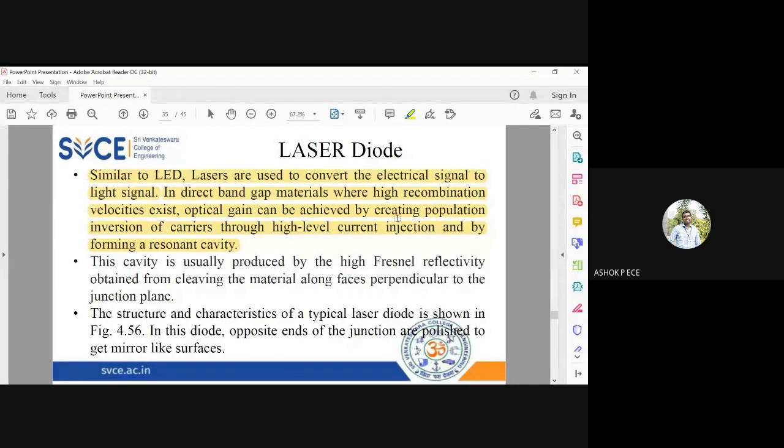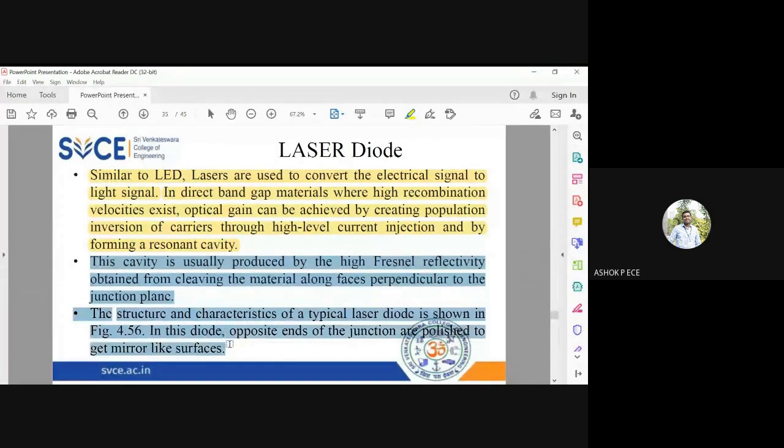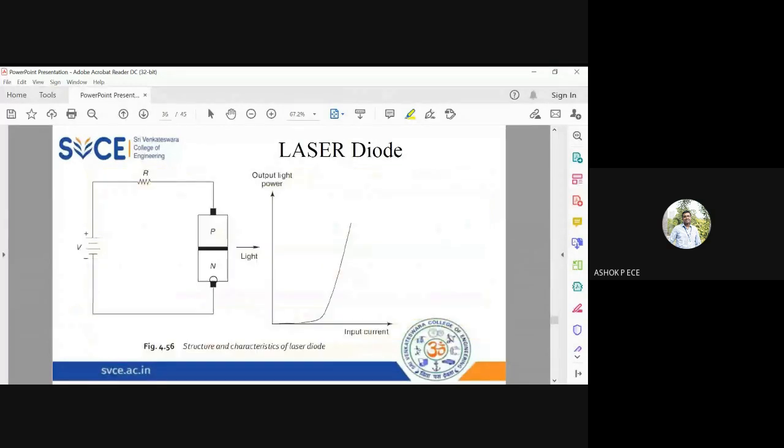So you know that you have to create population inversion in laser diodes. I'm going to form this cavity from a highly reflective cleaved face perpendicular to the junction plane. The typical characteristics of a laser diode are shown here, and in the diode the opposite ends of the junction are polished to get a mirror-like surface. See here, it's a conventional PN junction, but it is placed inside the cavity, and on both sides I'm going to have highly polished mirrors.